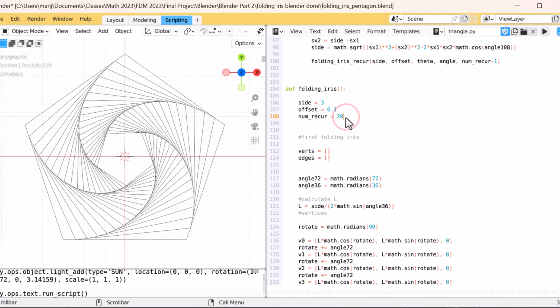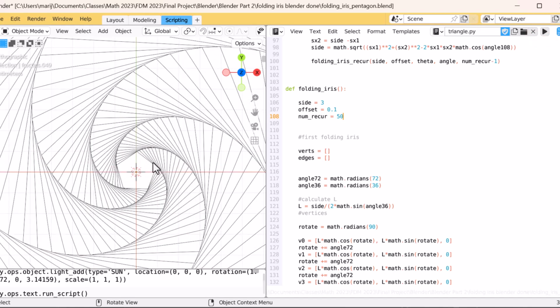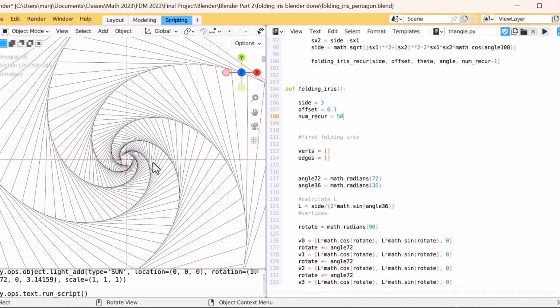You could also set the number of recursions, so if I go a little higher, I'm going to get some more. 30, let's see, 100. What happens with 100? Okay, so it starts to get really, really small. So maybe 50 would be a good one, right? Looks pretty good. And of course, with a fractal, as you zoom in, you get the same representation.